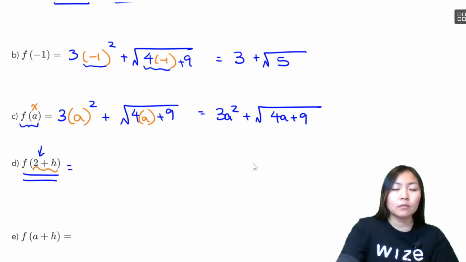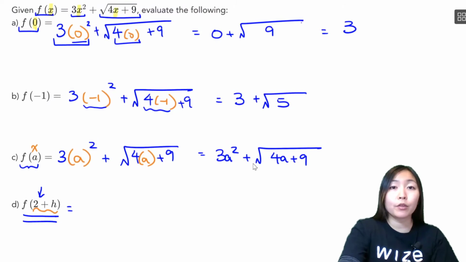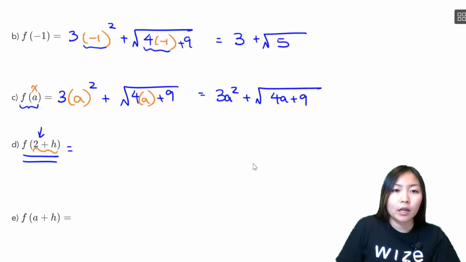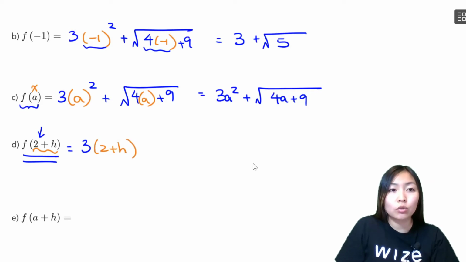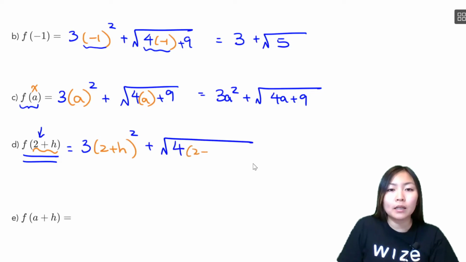So, scrolling up a little bit, we have 3x squared. So now we're going to have 3 instead of x, it's 2 plus h squared, plus the square root of 4x, so it's 4 times 2 plus h, plus 9. And again, we want to simplify as much as possible.